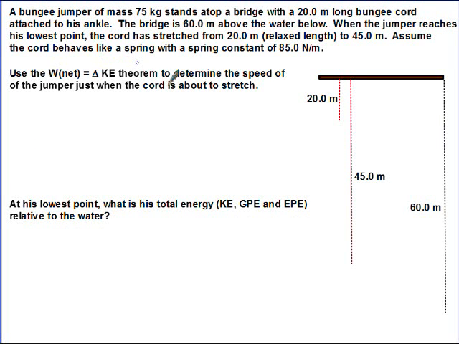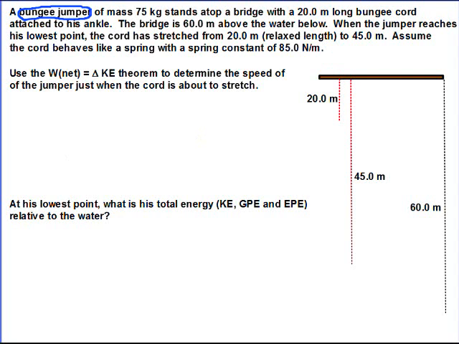Okay, now our final example I want to do with you for elastic potential energy is dealing with a bungee jumper. And again, this is a good segue into our bungee lab that we're going to do. This is just a problem that would be showing you energy transformations and what kind of energies are present during a bungee jump. So we have a 75 kilogram person that's standing on top of a bridge with a 20-meter long bungee cord attached to his ankle.